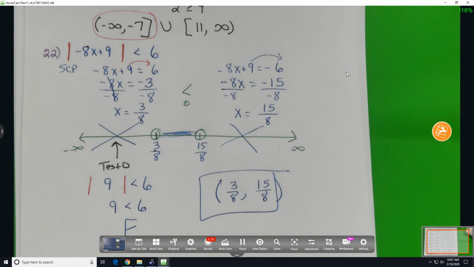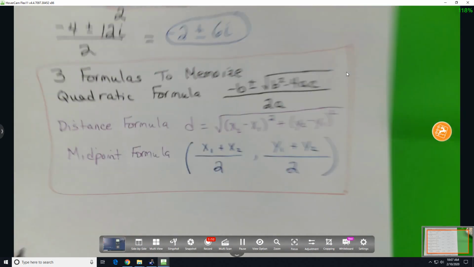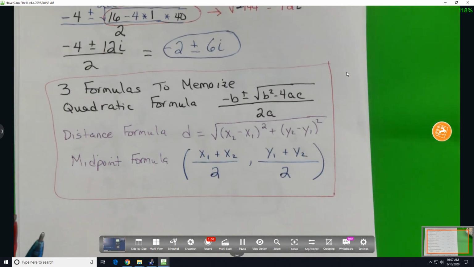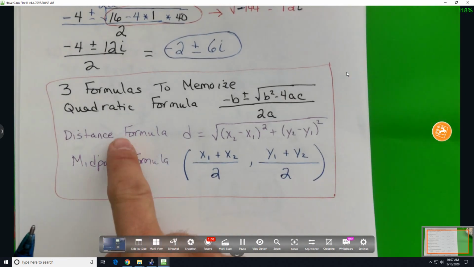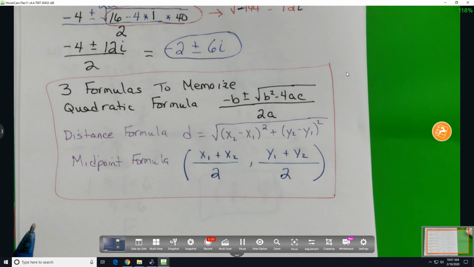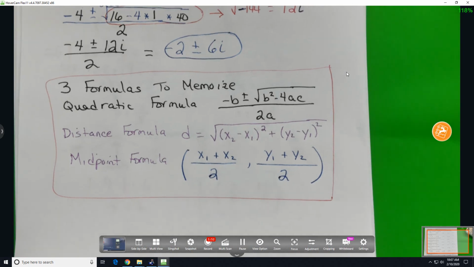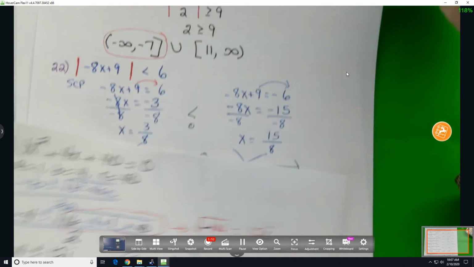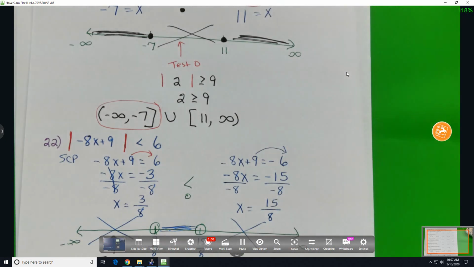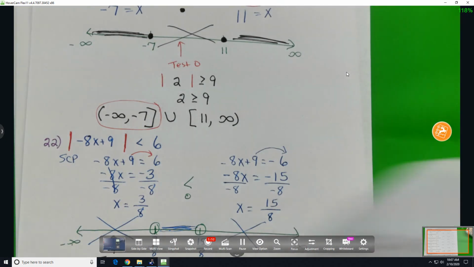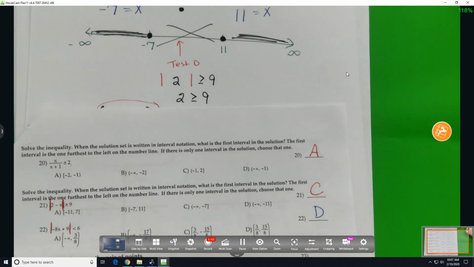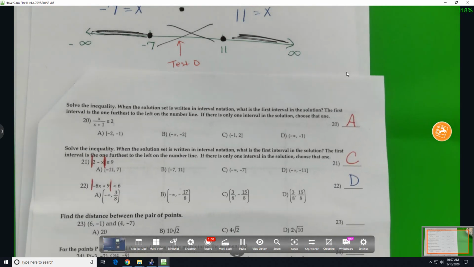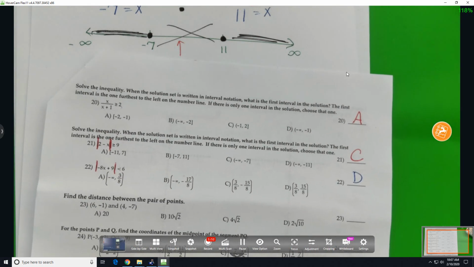About 13 years back, you asked me what formulas do we have to memorize? And I wrote them out. I think we're finally up to the other two, the distance and midpoint formulas. Okay? Any questions up to this point? In particular, how do you know when to do the cut point method? Use the cut points when there's a less than or a greater than. Okay?